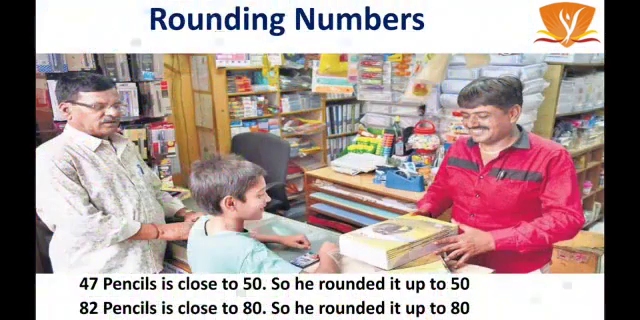Kabil had noted down the number of pencils and erasers in his stationery shop, but he has lost the note. All he remembers is that there were about 50 pencils and 80 erasers. Later, Kabil found the note. There were exactly 47 pencils and 82 erasers in his shop. The numbers 50 and 80 are close to the exact numbers. 47 is close to 50, so he rounded it up to 50. 82 is close to 80, so he rounded it down to 80.